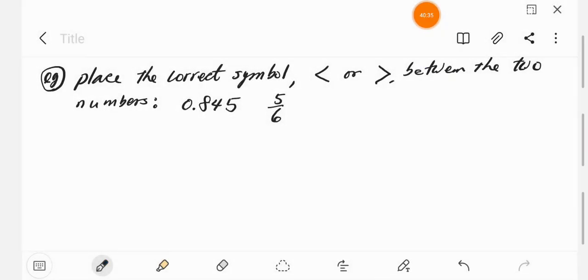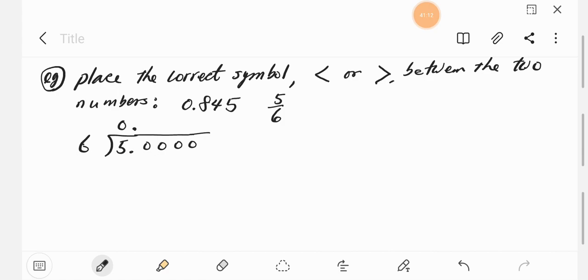Okay, place the correct symbol, less than or greater than, between the two numbers. One is a decimal, one is a fraction. So let's convert 5/6, this fraction, into a decimal. The decimal has 3 digits, so we will go up to 4 digits. So 5 divided by 6. Okay, 1, 2, 3, 4. Here's the decimal point. And then 0, 5 is less than 6, so put 0, and then 50.